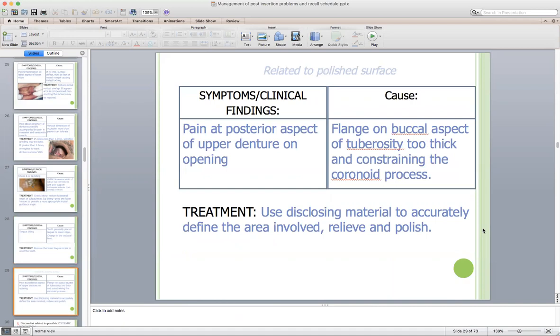Now we are going to see the problems that are related to the polished surface of the denture. The patient may complain of pain at the posterior aspect of the upper denture on opening of the mouth.